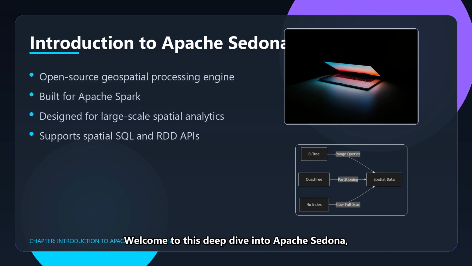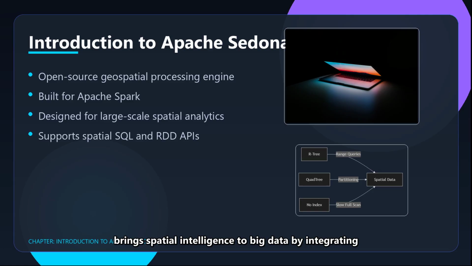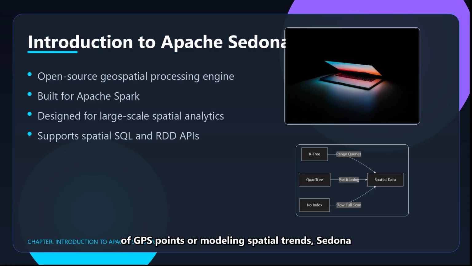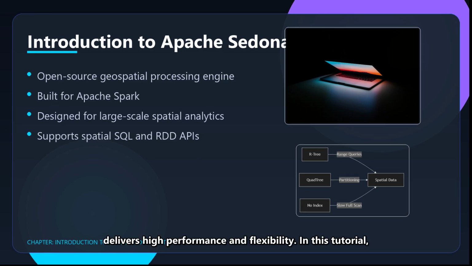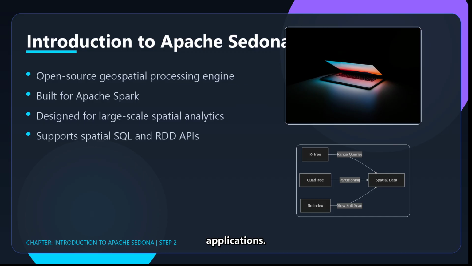Welcome to this deep dive into Apache Sedona, the open-source powerhouse for scalable geospatial analytics. Sedona brings spatial intelligence to big data by integrating seamlessly with Apache Spark. Whether you're analyzing millions of GPS points or modeling spatial trends, Sedona delivers high performance and flexibility. In this tutorial, we'll explore its architecture, core features, and real-world applications.